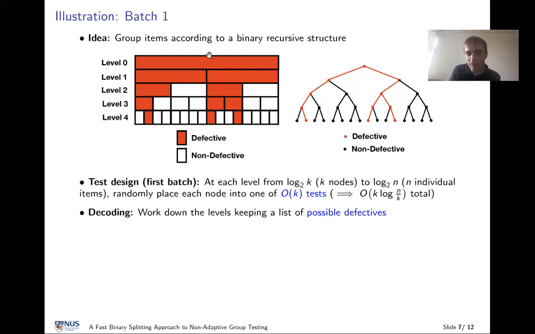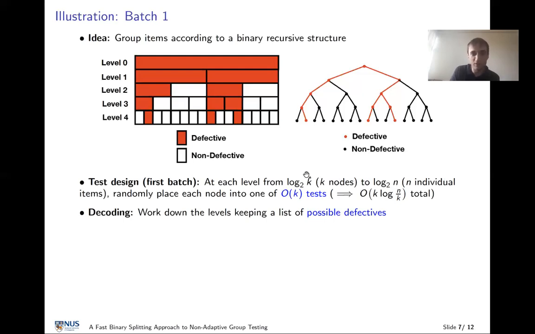We don't really want to look at the very top groups because they're definitely going to come out defective. So we can skip the first couple of groups and start at level log k and work all the way down to the last level. For each of those levels, we randomly place every node into one single test. Remember, a node is a collection of items, so by placing a node in a test, I mean placing all of those items into the test simultaneously. We randomly place each node into one test, and at each level, we've got order k tests to choose from, and we're choosing one of those uniformly at random.